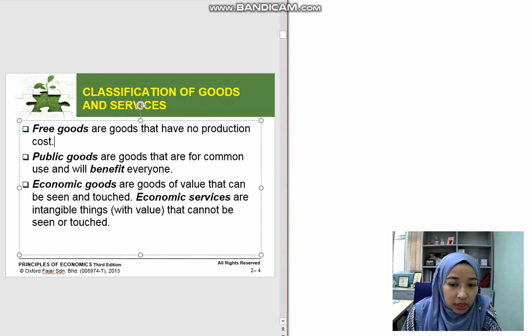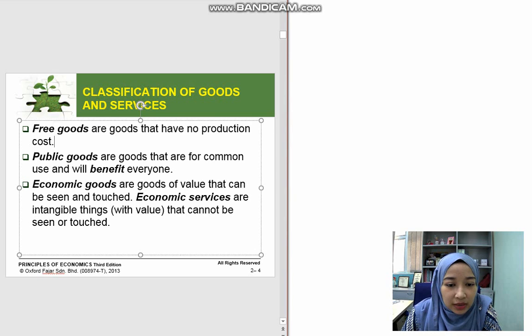So economic goods are tangible products, meaning you can see the product, and it is a good that can be seen and touched, and you have to pay to get these economic goods. For example, you want to buy clothes, shoes, a house, a car. Those are the products that you can see with your eyes.